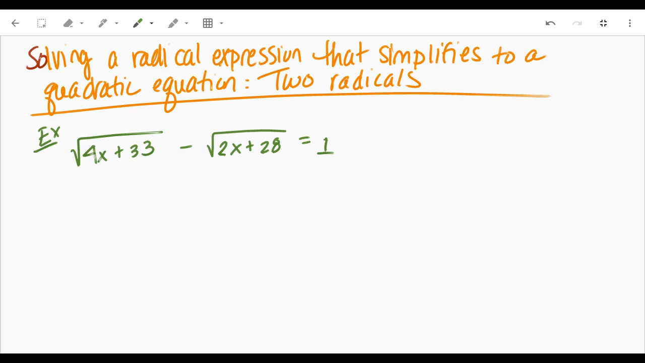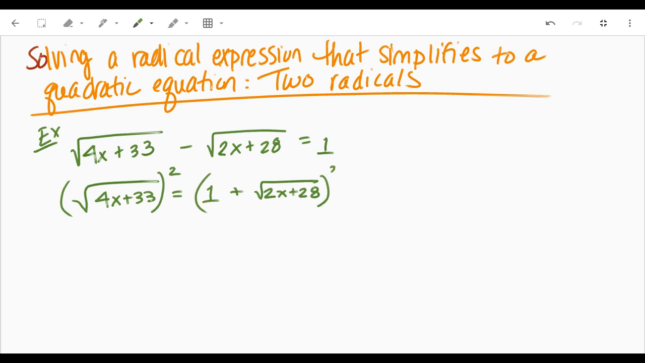Okay, so now with this type of problem, we cannot isolate the radical. Okay, we can isolate one of them, and then we'll work with the other one later. So what we do here is I'm going to isolate the one on the left. So we're going to have 4x plus 33 equals 1 plus the square root of 2x plus 28. Okay, so we've isolated one of them. We're still going to square both sides. Okay, and it's going to get messy on that right-hand side.